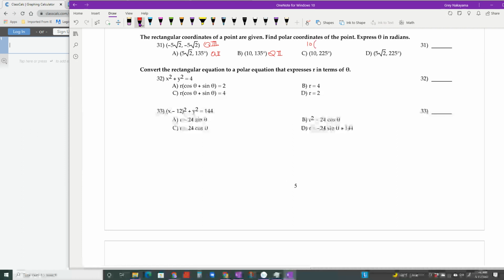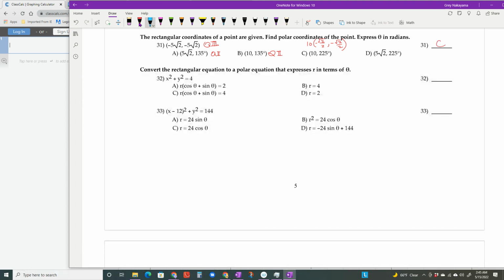This is 10. The coordinates of 225 are negative square root of 2 over 2, comma, negative square root of 2 over 2. And when you multiply that by 10, you get negative 5 square roots of 2. And so my answer is going to be C.